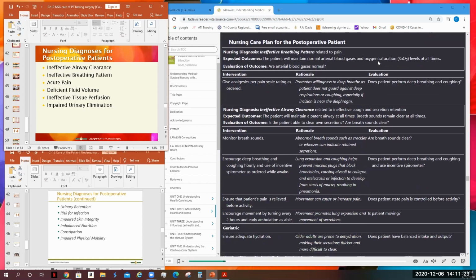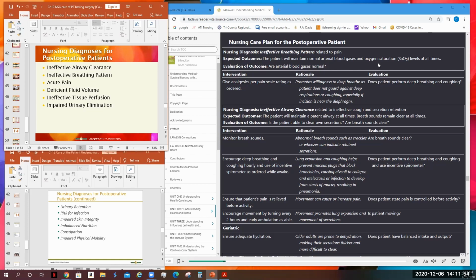Nursing care plan for the postoperative patients. Nursing diagnosis: ineffective breathing pattern related to pain. Expected outcome: the patient will maintain normal arterial blood gases and oxygen saturation levels at all times. Evaluation of outcome: are arterial blood gases normal? Intervention: give analgesics per pain scale rating as ordered.